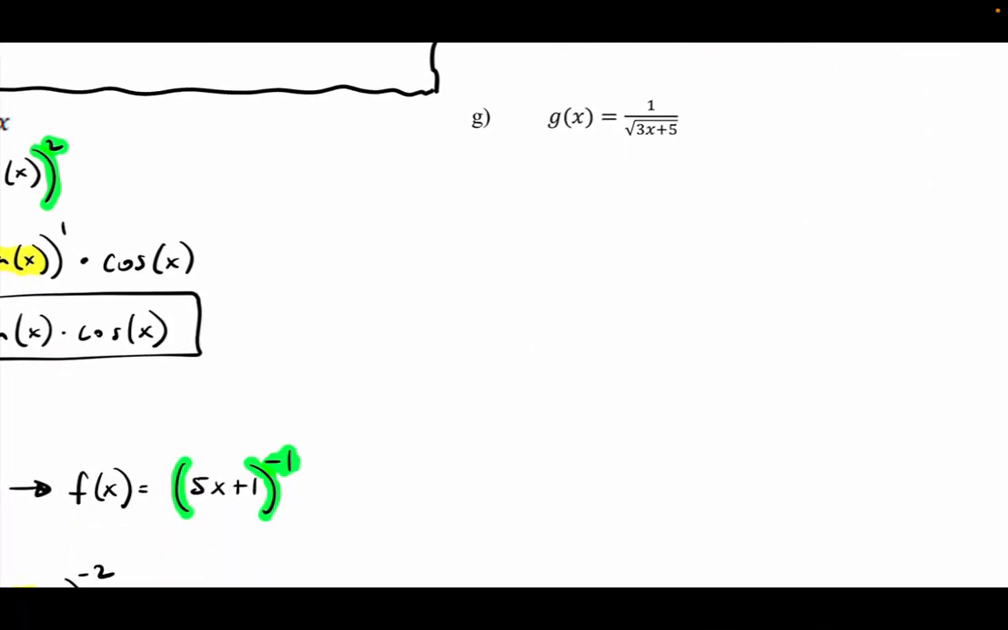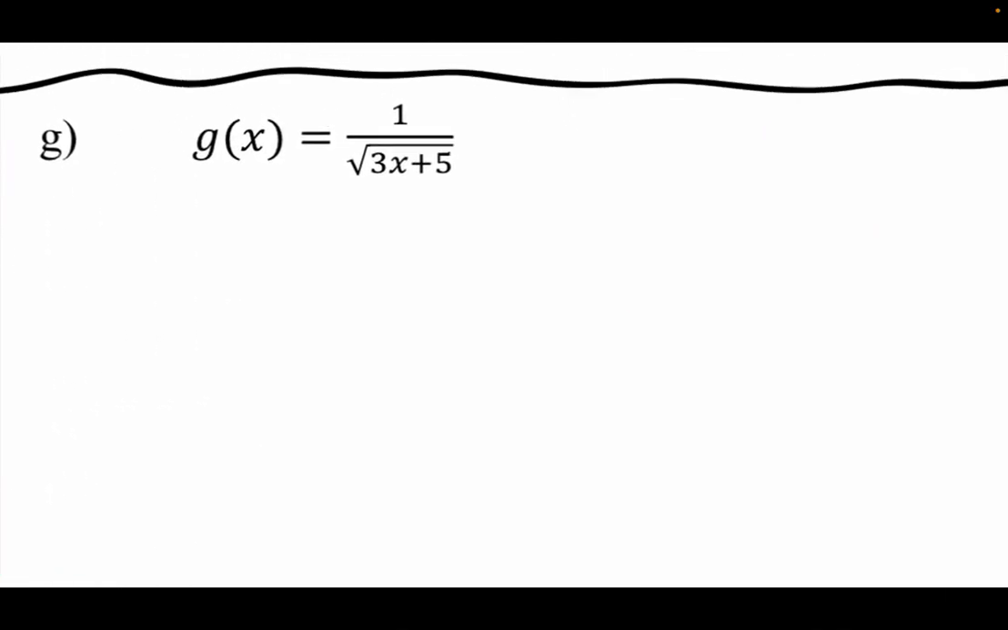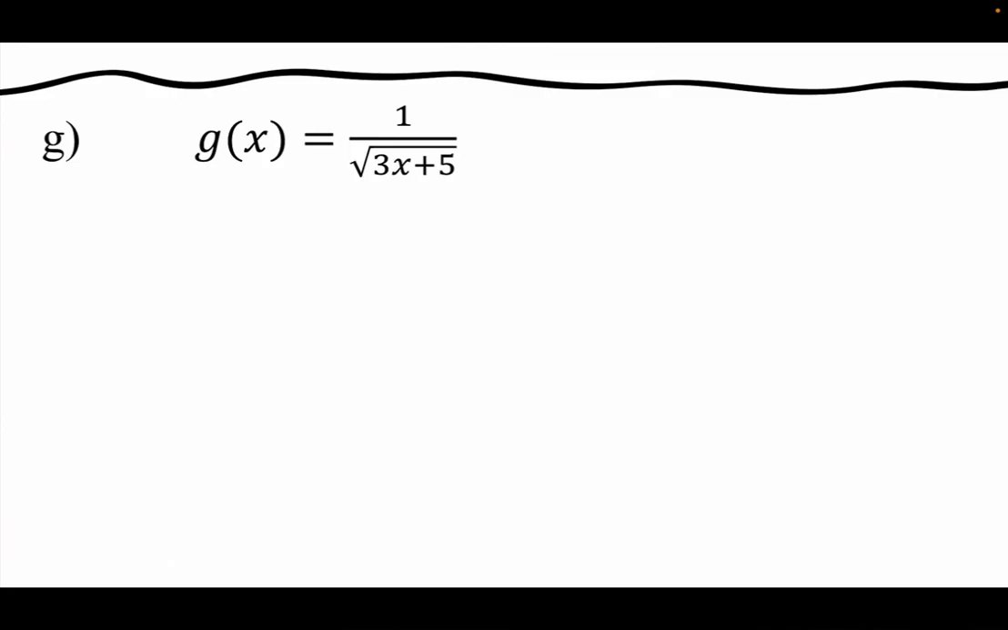All right, letter G. This one's got both. It's got a root and a fraction that I have to take care of. So how do I rewrite this one? There you go. Quantity 3x plus 5 to the negative 1/2 power. Underneath the fraction, in the denominator, means negative power. Root means fraction power. Okay?